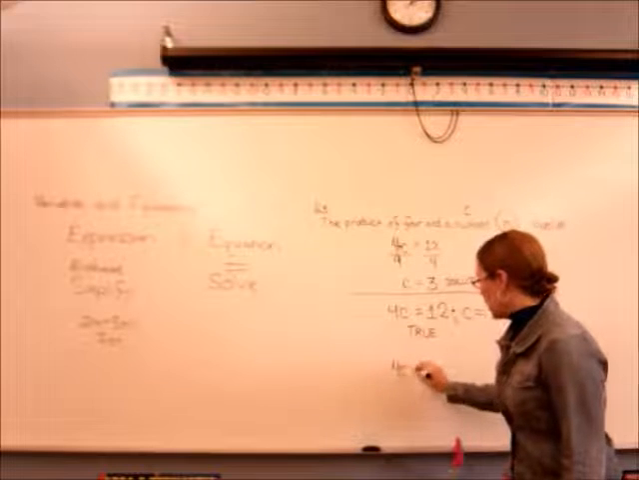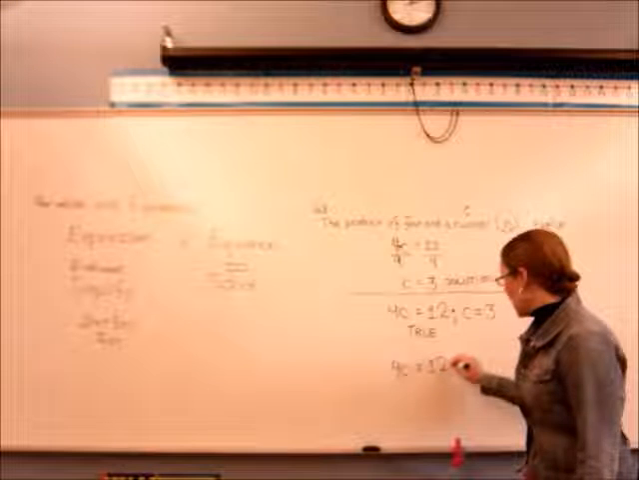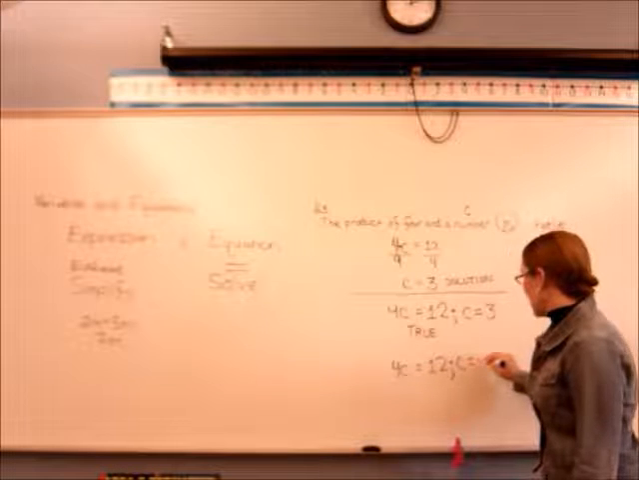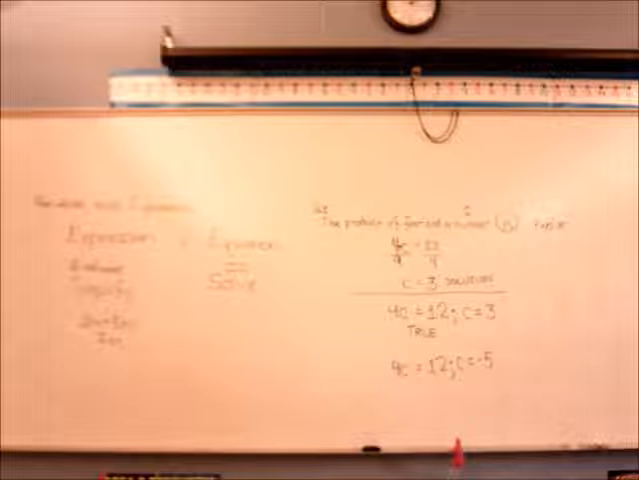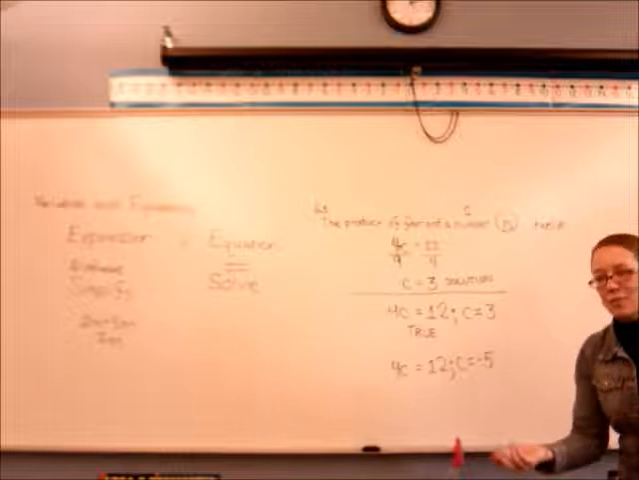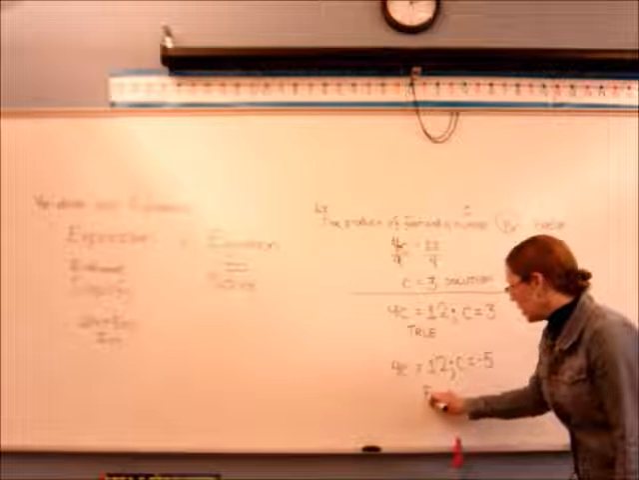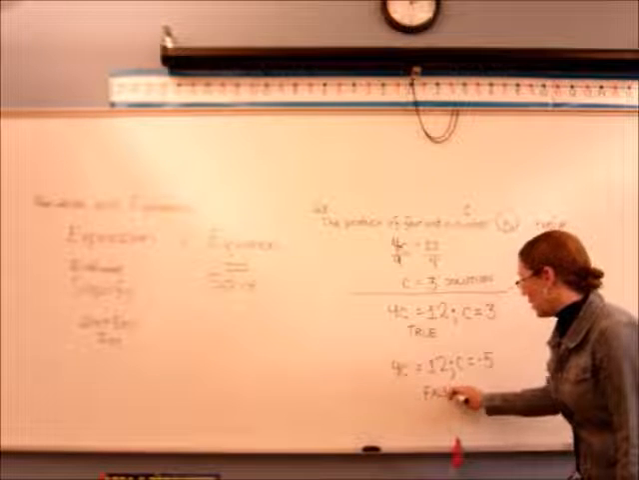Suppose they gave you 4C equals 12, and they put over here C equals negative 5. 4 times negative 5 is negative 20. Does negative 20 equal 12? No. So in that case, you write false. So you're going to be testing out that knowledge right there.